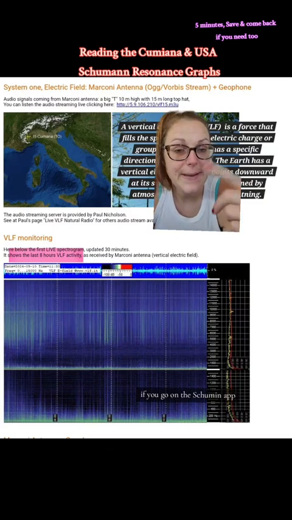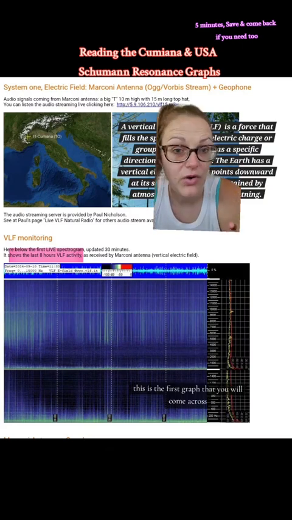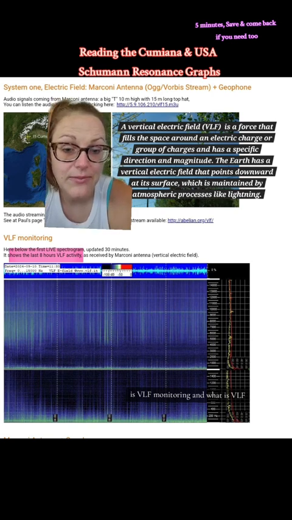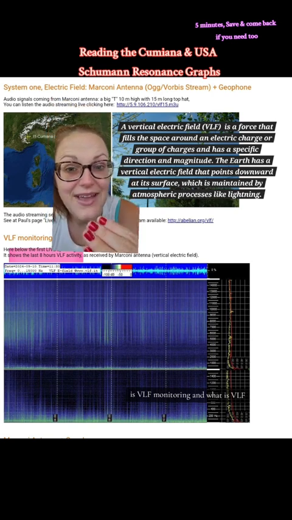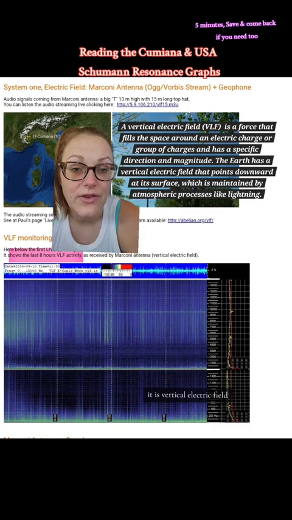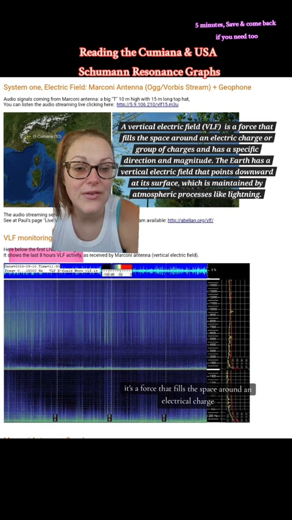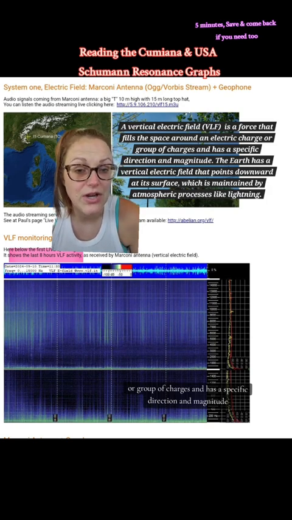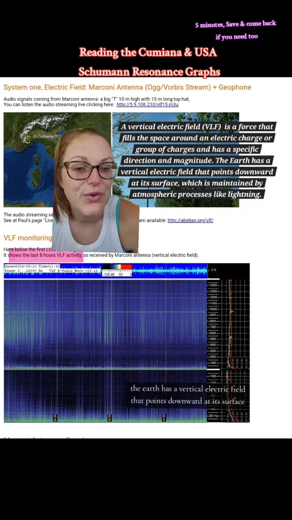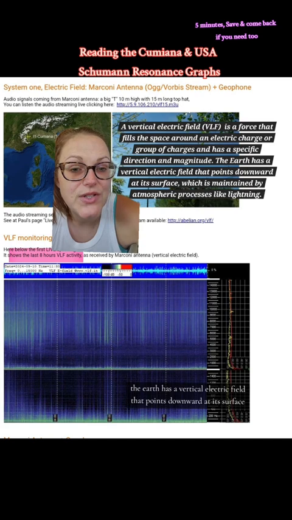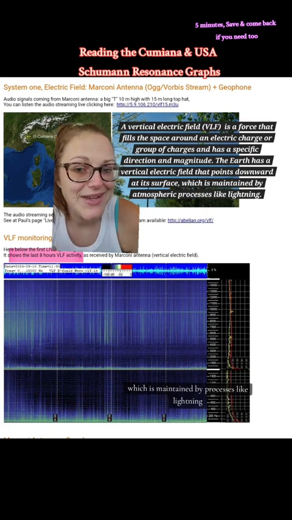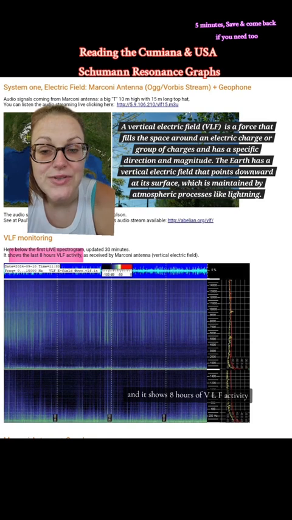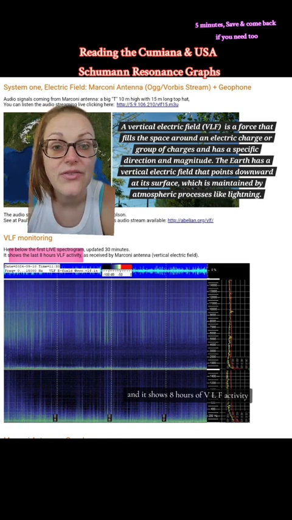If you go on the Schumann app, this is the first graph that you will come across. This graph is VLF monitoring. And what is VLF? It is vertical electric field. It's a force that fills the space around an electrical charge or group of charges and has a specific direction and magnitude. The Earth has a vertical electric field that points downward at its surface, which is maintained by processes like lightning. So the VLF monitoring chart looks like this, and it shows 8 hours of VLF activity.